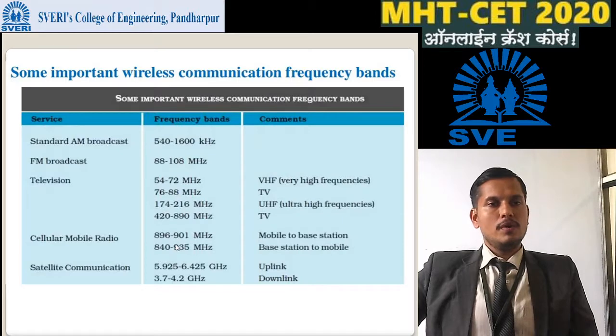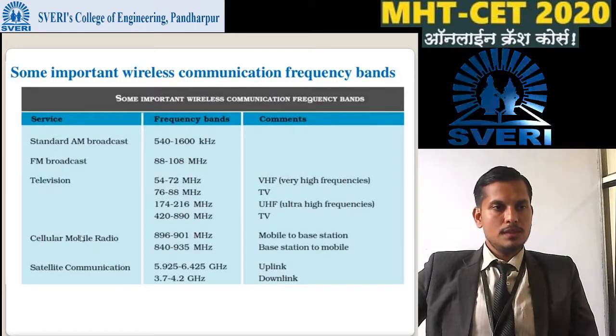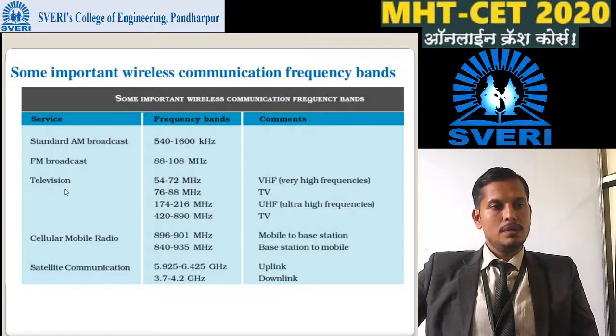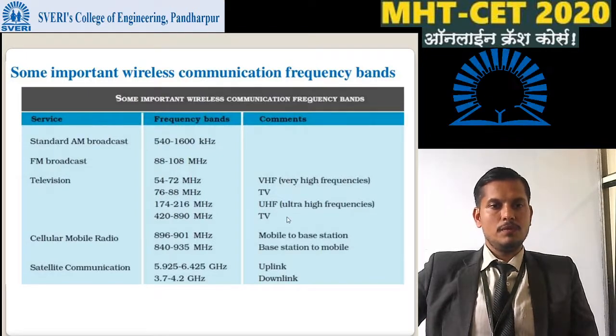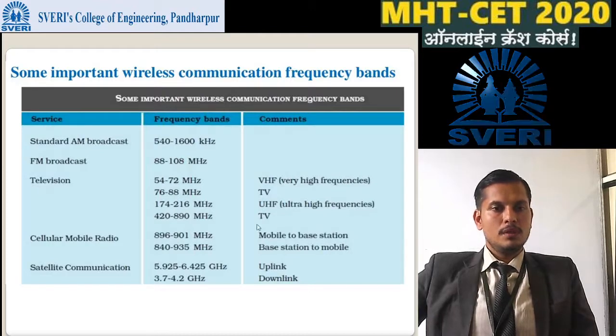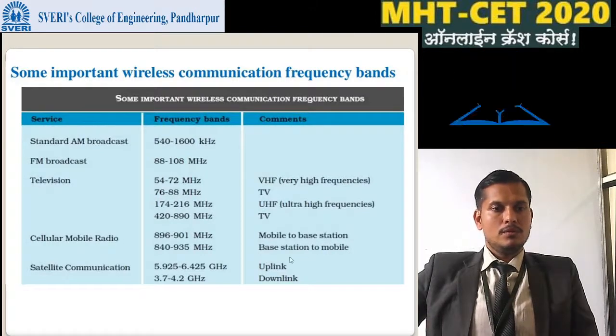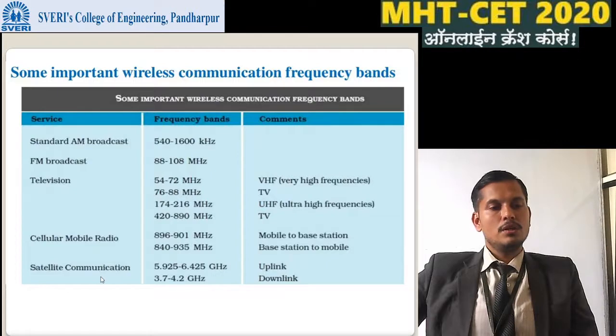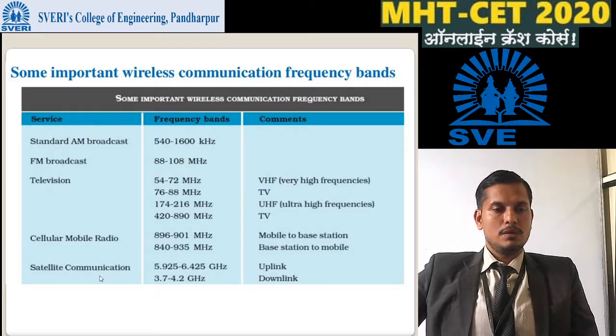Next, some important wireless communication frequency bands, that is standard AM broadcast, FM broadcast, television, cellular mobile radio, and satellite communication. If we consider television, it is VHF, very high frequency, and ultra high frequency. For cellular mobile, we are using ranges in megahertz, and satellite communication in gigahertz, as we are passing these signals to long distances through the atmosphere. So these are some important wireless communication frequency bands.